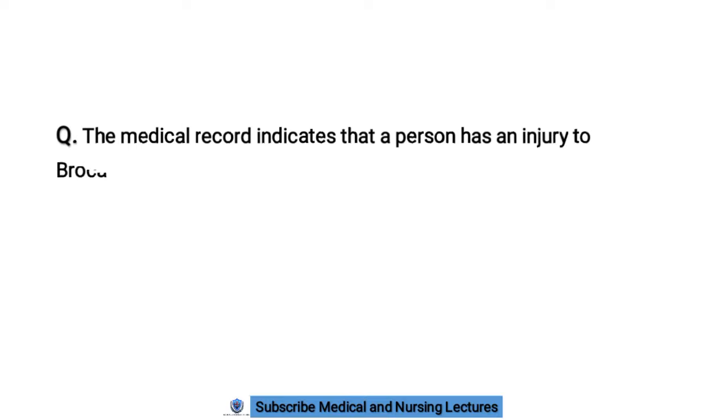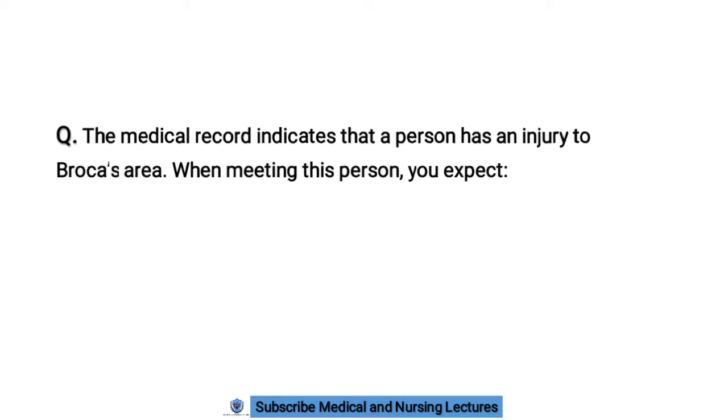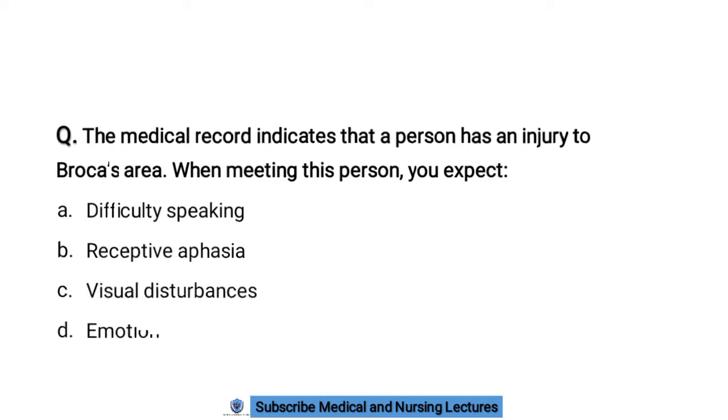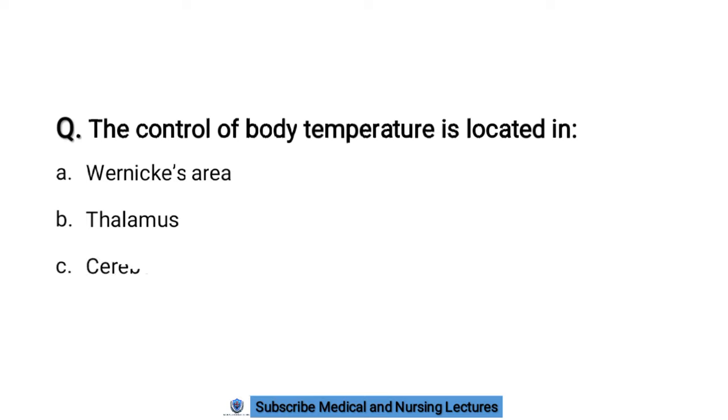The medical record indicates that a person has an injury to Broca's area. When meeting this person, you expect: option A, difficulty speaking; option B, receptive aphasia; option C, visual disturbances; the last option, emotional lability. As you know, Broca's area is responsible for the motor control of speech, so this kind of patient will have difficulty in speaking. Option A is the correct one. The control of body temperature is located in the Wernicke area, thalamus, cerebellum or the hypothalamus. The correct option is option D, hypothalamus.